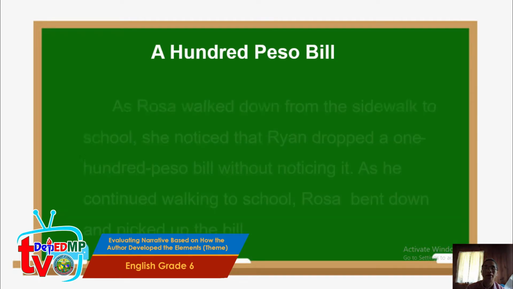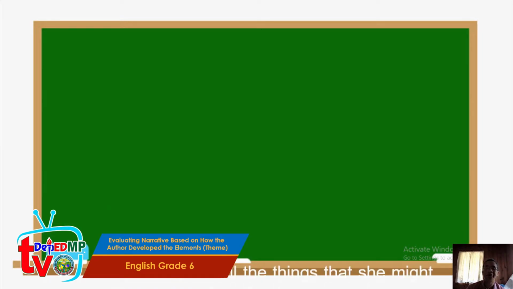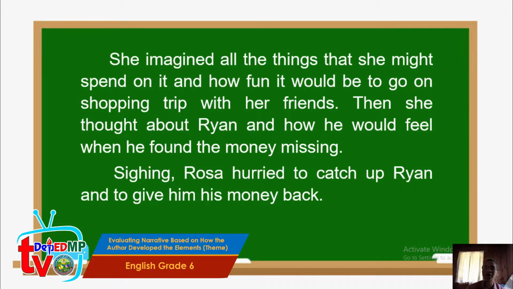100 Peso Bill. As Rosa walked down the sidewalk to school, she noticed that Ryan dropped a 100 peso bill without noticing it. As he continued walking to school, Rosa bent down and picked up the bill. She imagined all the things that she might spend on it and how fun it would be to go on a shopping trip with her friends. Then, she thought about Ryan and how he would feel when he found the money missing. Sighing, Rosa hurried to catch up with Ryan and to give him his money back.